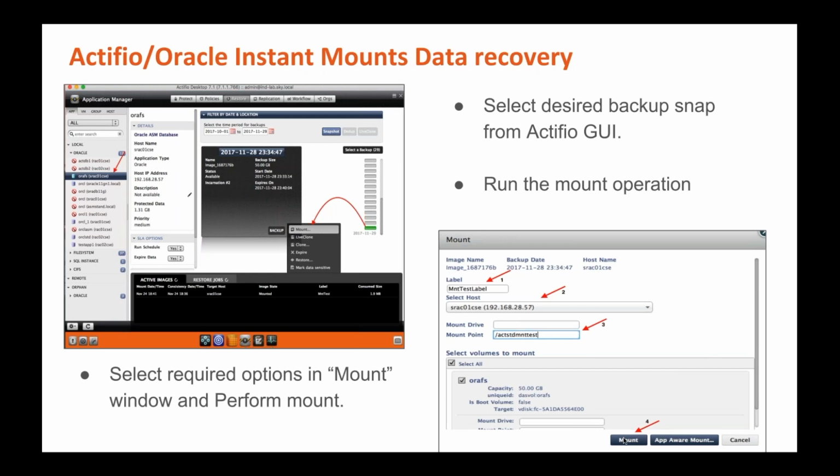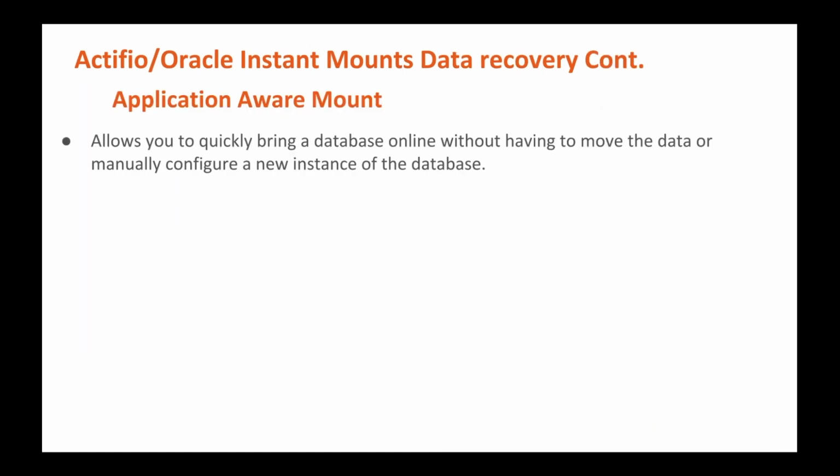Let us see what the Appaware mount is, and we'll answer the table recovery question. This Appaware mount allows you to quickly bring a database online, right? When you perform a standard mount, we mount the required artifacts on the target host where we want to create a cloned copy, but we are not bringing up the database online. Through application aware mount, you can achieve this functionality and bring up the database online. This is completely automated. You just use the GUI, enter some values, click next and submit, and wait a couple of minutes, and you can see your virtual clone irrespective of your source image size, right?